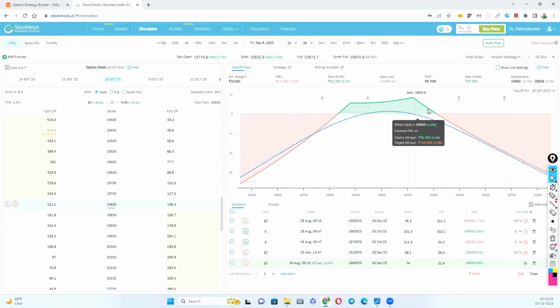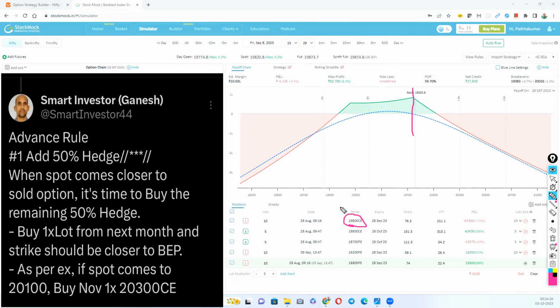8th September, see, spot is coming close to this point, 19,800. Why do we need to find this? We set rules, right? When spot comes to the sold option, what is the sold option? Call side, right? It is going to the call side, that is 19,800. As per the advanced rules, rule number 1 is when spot comes to 19,800, that is the time we'll have to add a hedge, right?